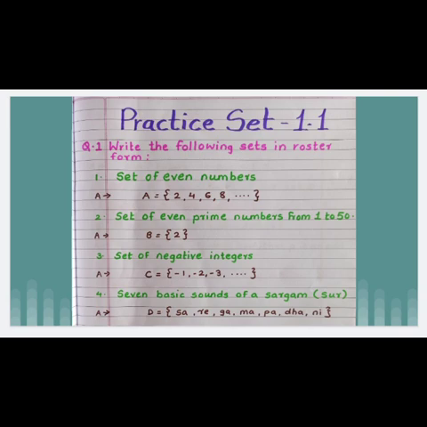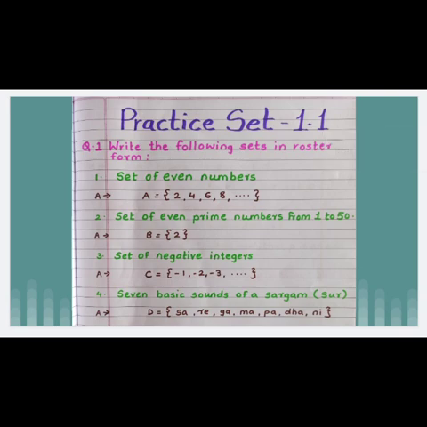Next one, set of negative integers. To show the set, we use here capital letter C. Here they mention negative integers, which start from -1, -2, -3 and so on.